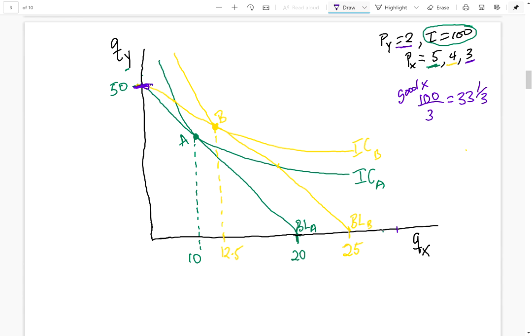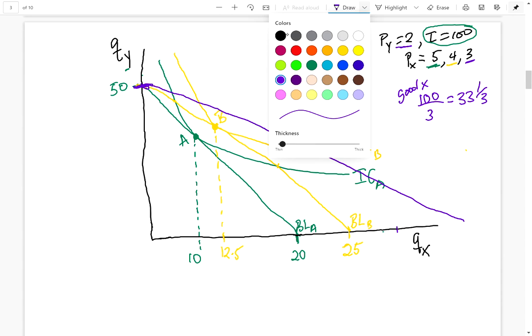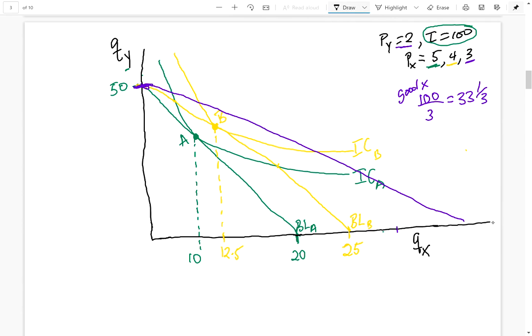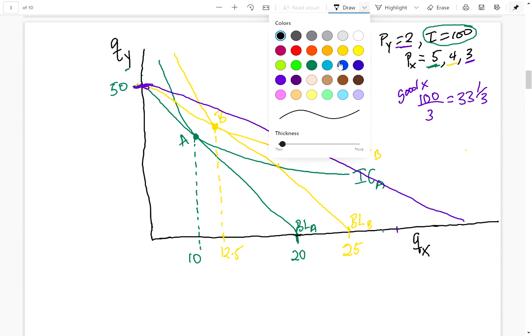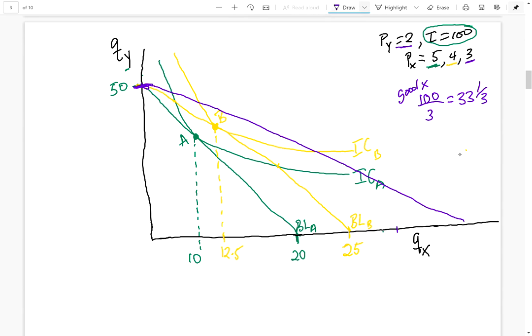I'm just going to draw this to the best of my abilities here. We are not all artists. That's okay. We're just trying to get some information, understand what's going on here in this process. Okay, so I'm not going to erase that. We know what happened last time. This is 33 1/3. This is the new budget line that Rory would be facing.